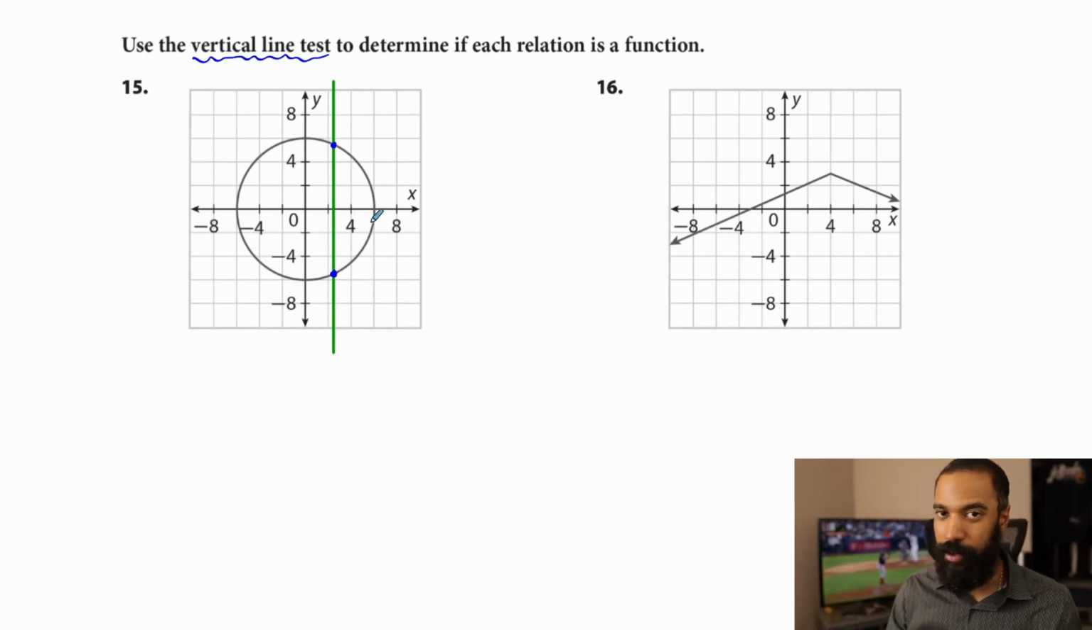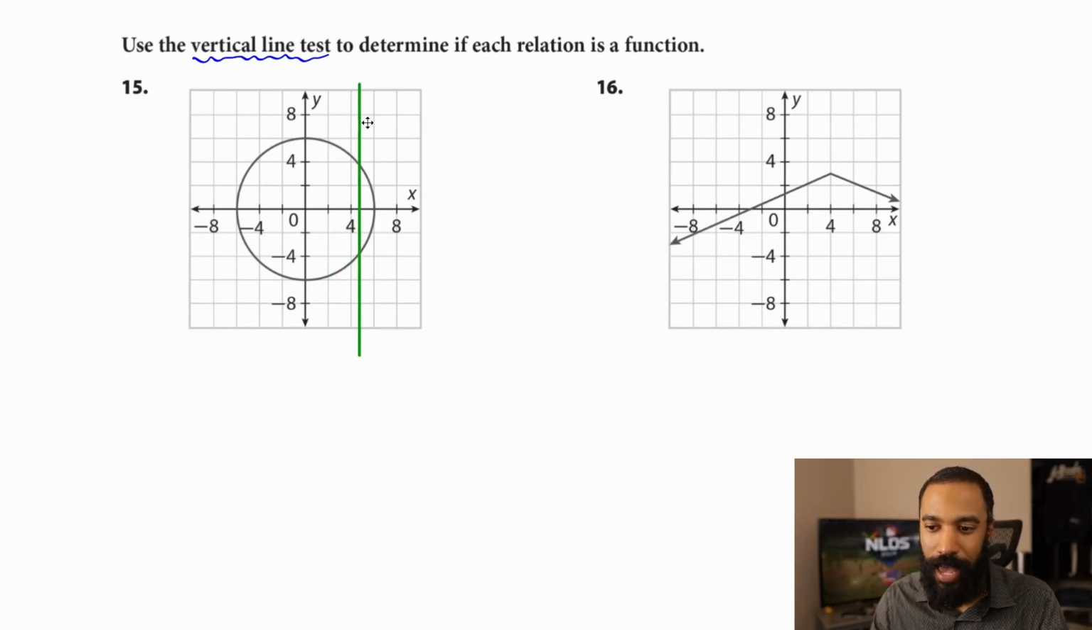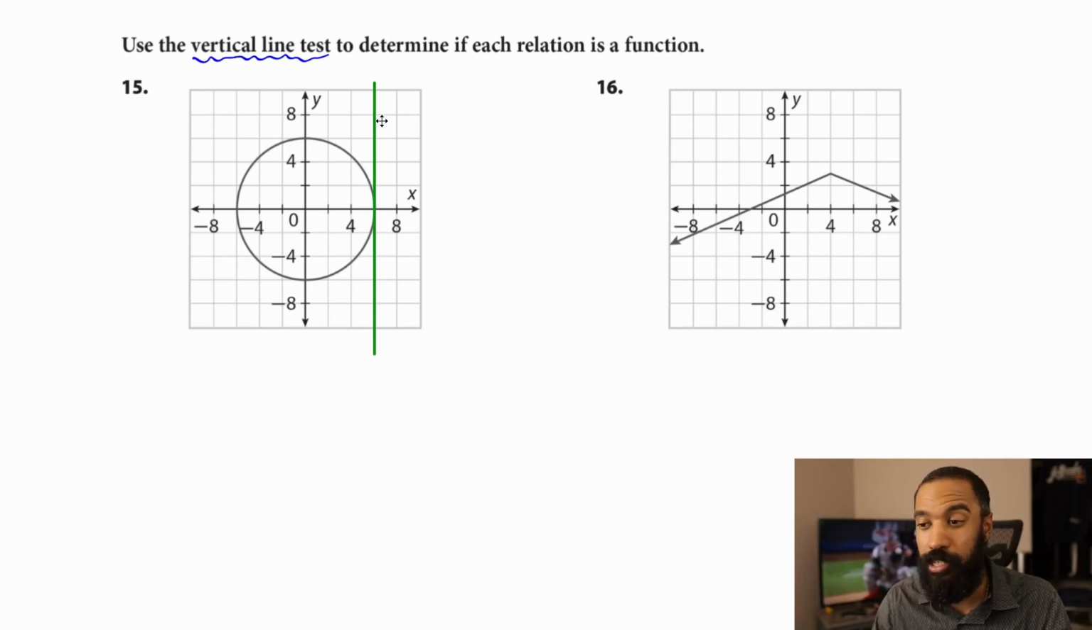It only takes once to fail the vertical line test, and it does it everywhere from negative 6 to positive 6, non-inclusive. And I state non-inclusive because at 6, it's only touching one single point tangentially right there as well. But it does fail. This is not a function. It is failing the vertical line test.